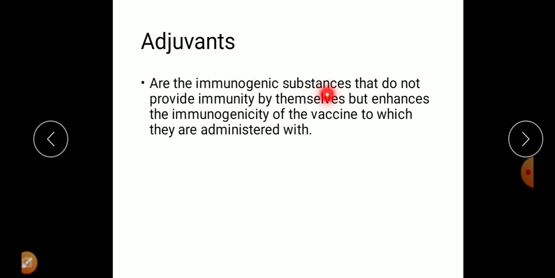Adjuvants are immunogenic substances that do not provide immunity by themselves but enhance the immunogenicity of the vaccine with which they are administered.